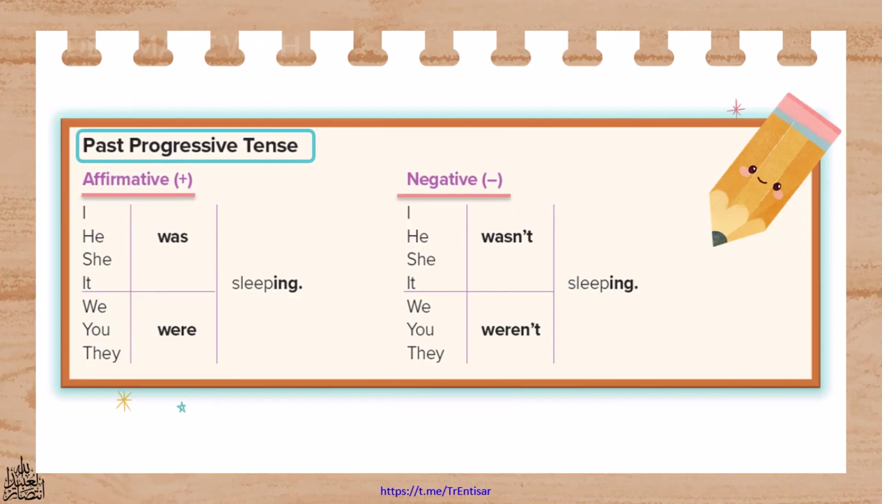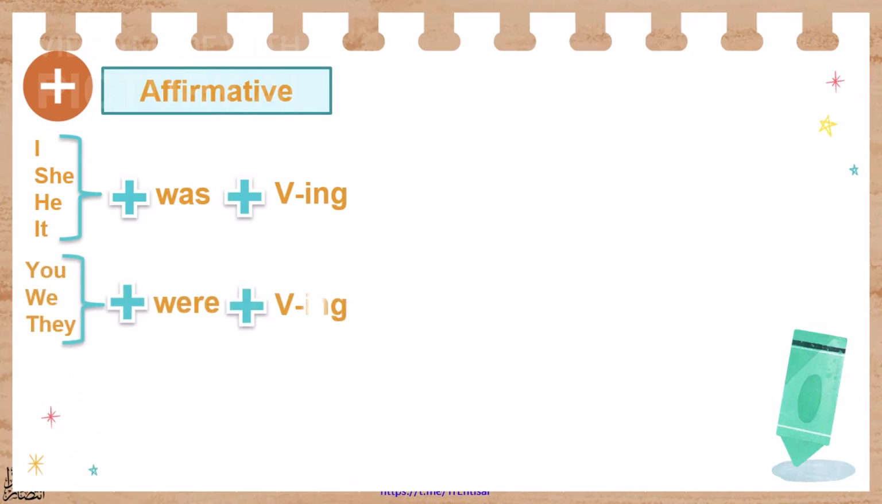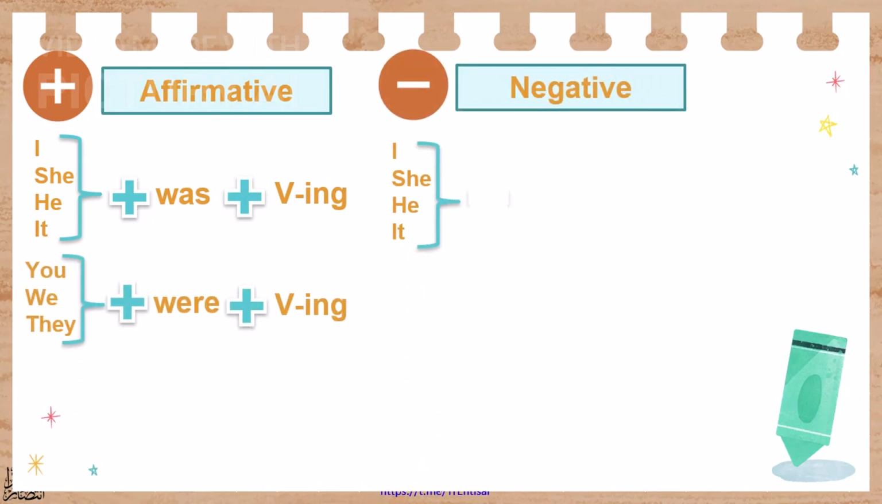The past progressive tense describes actions that were ongoing in the past. We'll look at how to form affirmative and negative sentences using this tense. Forming sentences in the past progressive involves using was or were with the verb ending in ing. We'll practice constructing both affirmative and negative sentences.